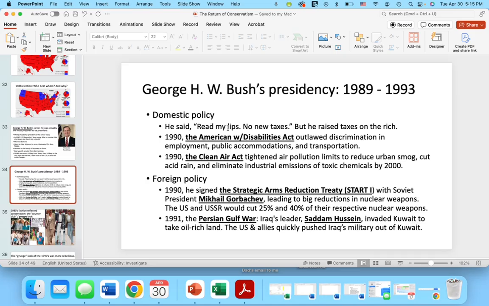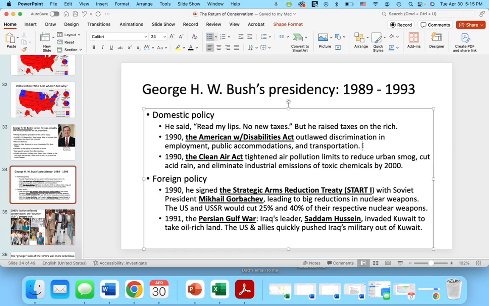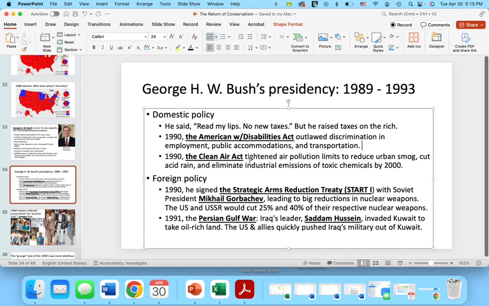He said, read my lips, no new taxes, but he did raise taxes on the rich. And in 1990, he and Congress passed the Americans with Disabilities Act. It outlawed discrimination in employment, public accommodations, and transportation. So, for example, schools now have to have ramps and elevators. McDonald's has to have a ramp so that people in a wheelchair can get in. And in 1990, he passed the Clean Air Act to reduce pollution.